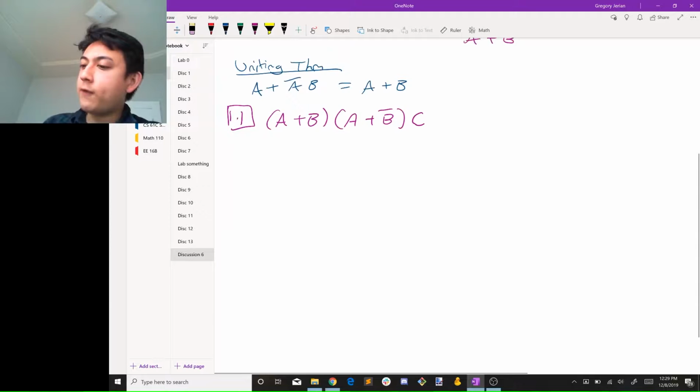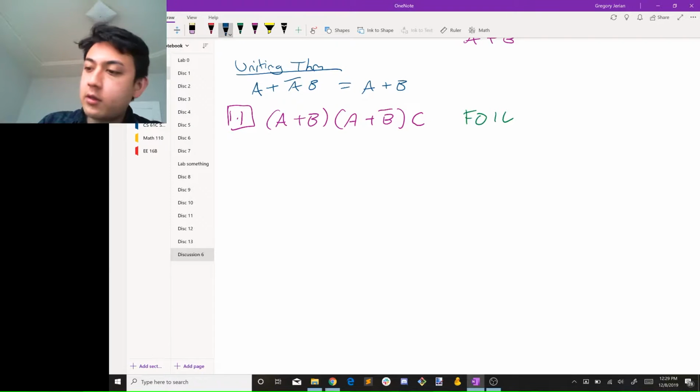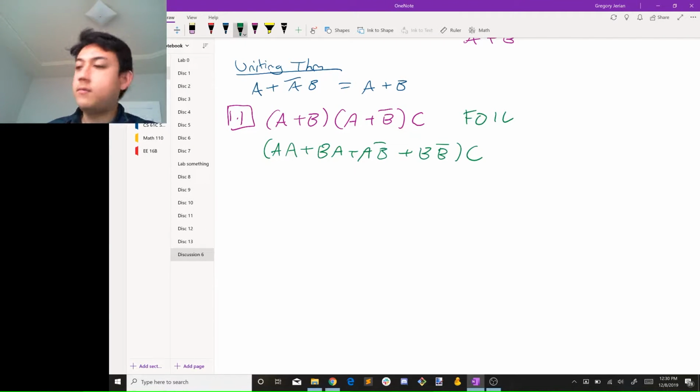Okay, the second is past. The very first thing that I would do in this scenario is take a look here and realize that I can distribute out these groups just like in regular arithmetic. So I'm going to FOIL, which is just applying the distributive property twice, right? What I end up with is A and A, or B and A, or A and not B, or B and not B, and the whole thing and C, right?